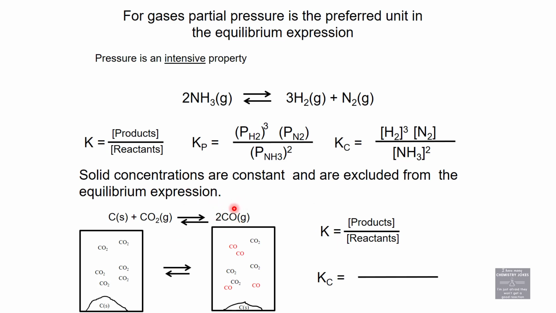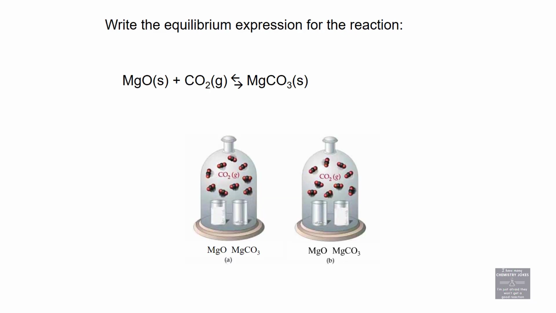So, knowing that K is products of reactants, our Kc, meaning using concentration values, would be concentration of CO squared, divided by concentration of CO2. The end. No carbon solid in there whatsoever. You could also write Kp for this because both of my products are gases. So I could write Kp of this reaction as partial pressure of CO squared over partial pressure of CO2. Done. Easy enough. Products of reactants raised to their coefficients multiplied together.